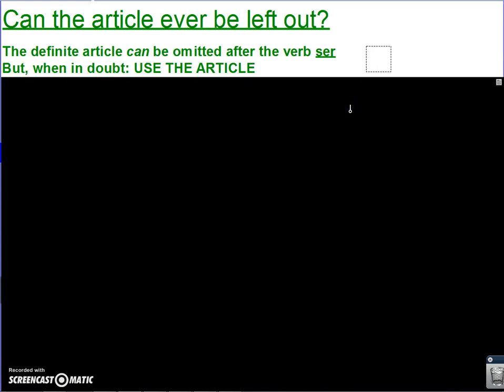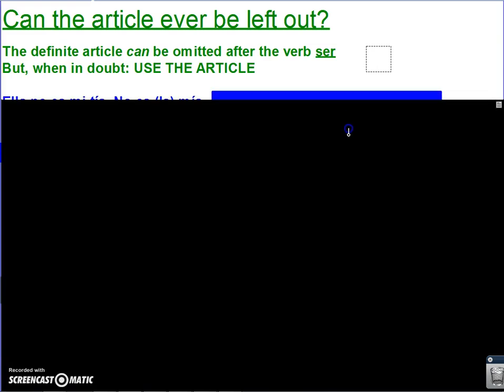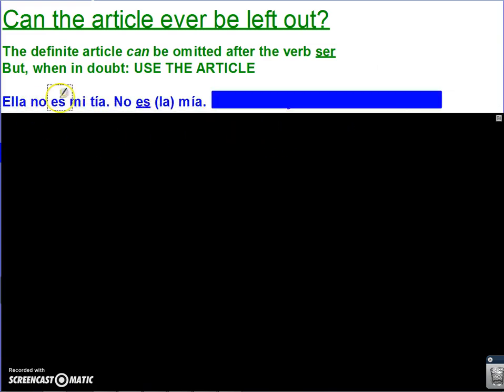It will always be acceptable to have the article, but most of the time you will be counted off if you don't include the el, la, los, or las. For example, ella no es mi tía, no es la mía. Since this is ser, I can drop the la here. I would like you to attempt to translate that sentence in the space provided, probably on your paper underneath it.